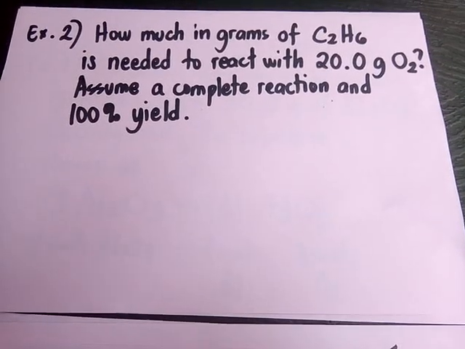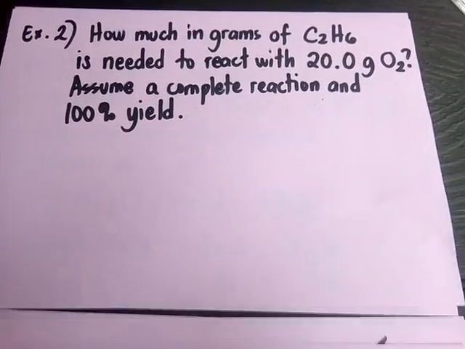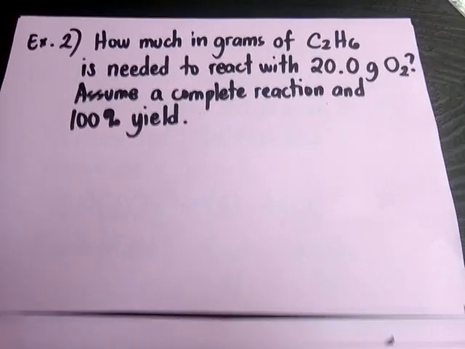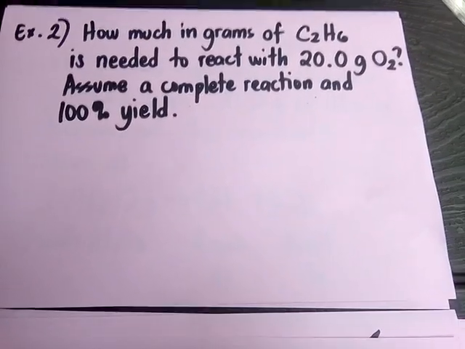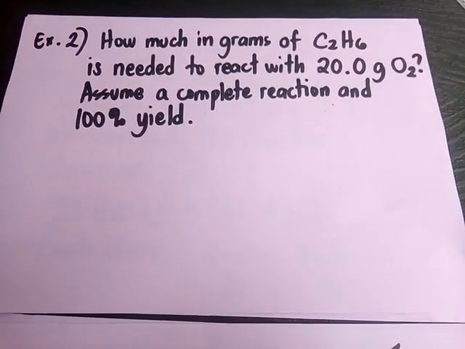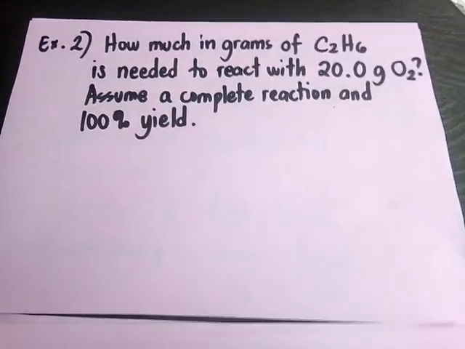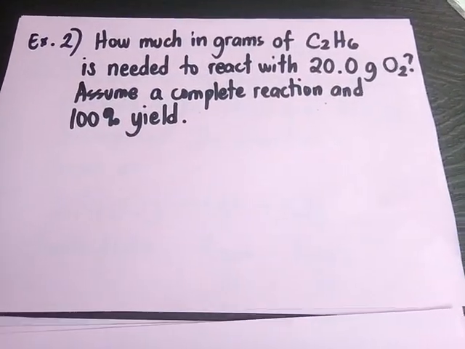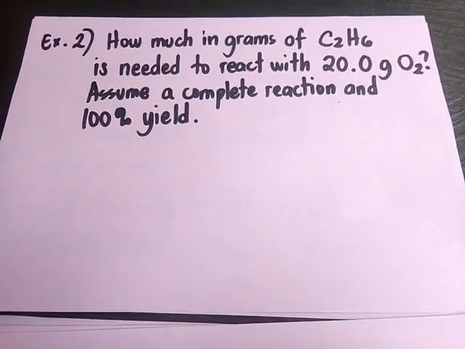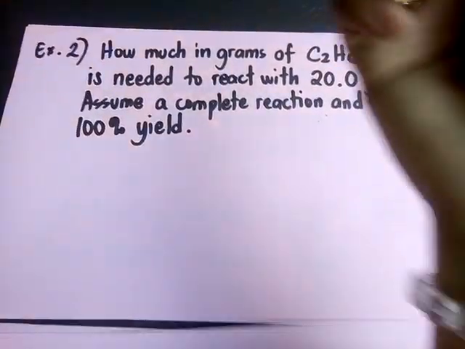This is our second example. Example number 2. How much in grams of C2H6 or ethane is needed to react with 20 grams of oxygen? Assume a complete reaction in 100% yield. Alright? So we don't have a chemical equation. So therefore, we need a chemical equation.